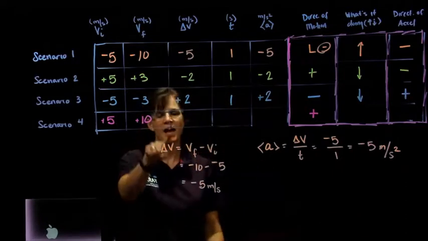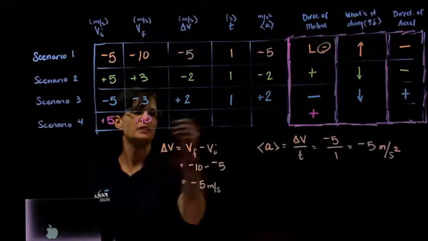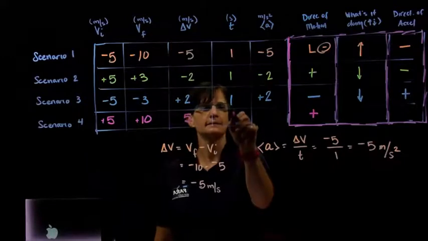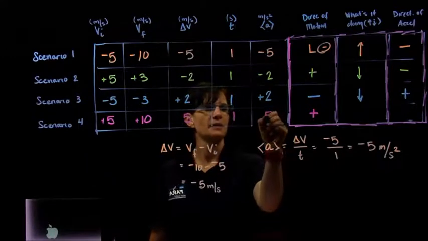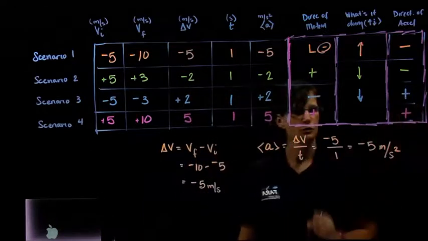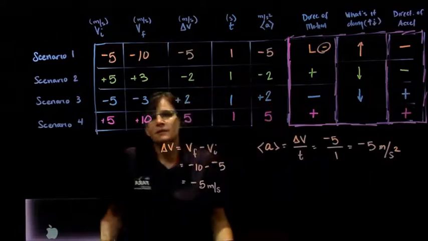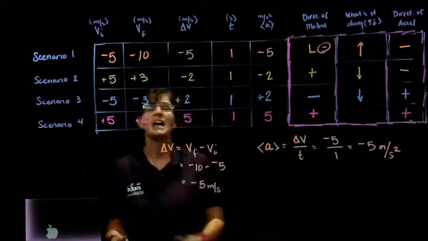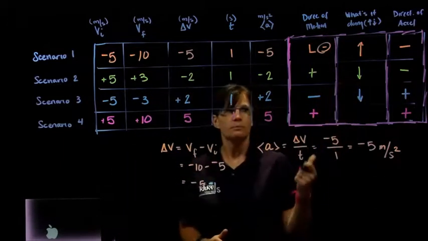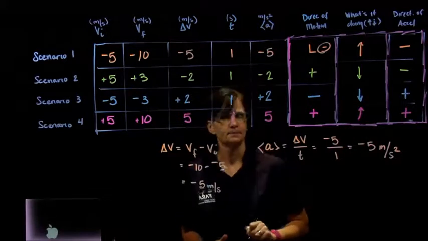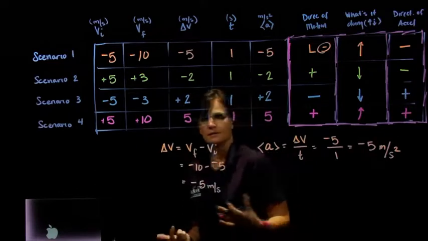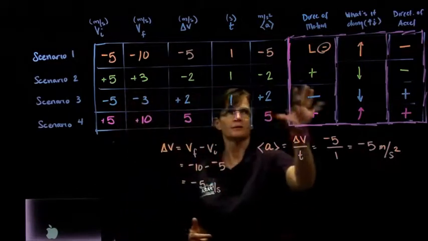All right, so 5 to 10, my final velocity minus my initial velocity is +5 meters per second. I do that in 1 second. So my change in velocity per time is +5 meters per second squared. A positive direction. What am I doing? Well, I'm going from 5 to 10. I'm moving to the right. I'm speeding up. So here are all 4 different scenarios relating what an object is doing to its acceleration.